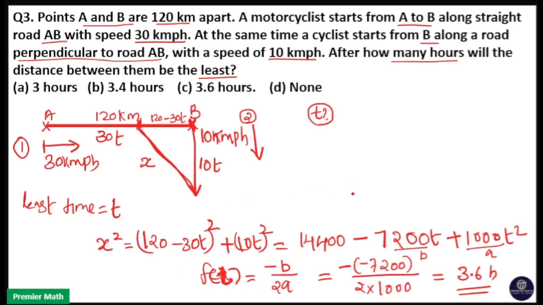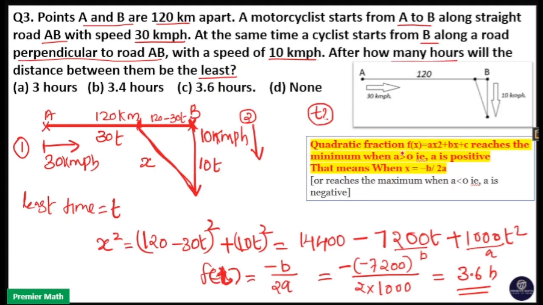Here you can see the quadratic function f of x equals ax square plus bx plus c reaches its minimum when a is greater than 0, that is, a is positive. Here a is positive. That means when x is equal to minus b by 2a, the quadratic function reaches its minimum. So at 3.6 hours, the distance between these two cyclists will be minimum. So option C is your answer.